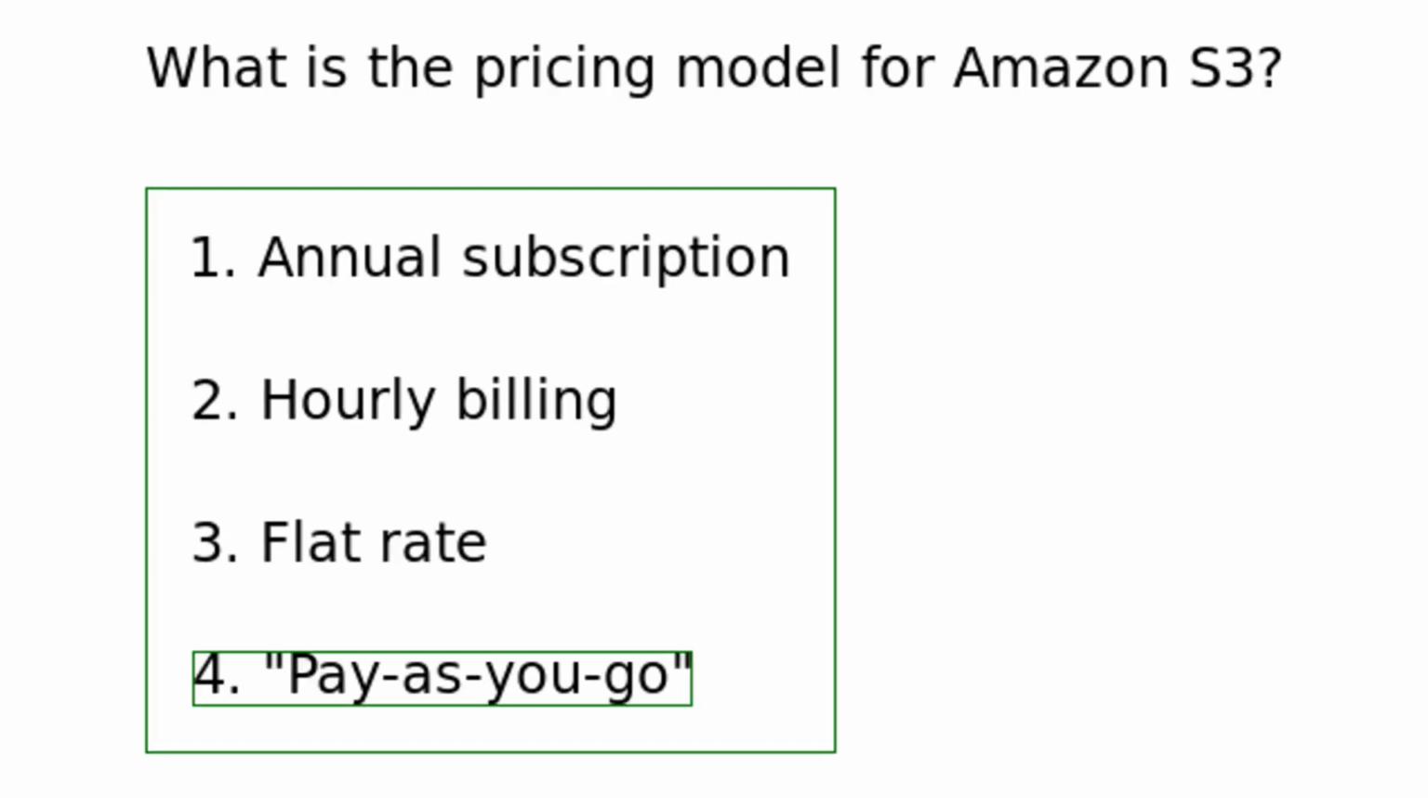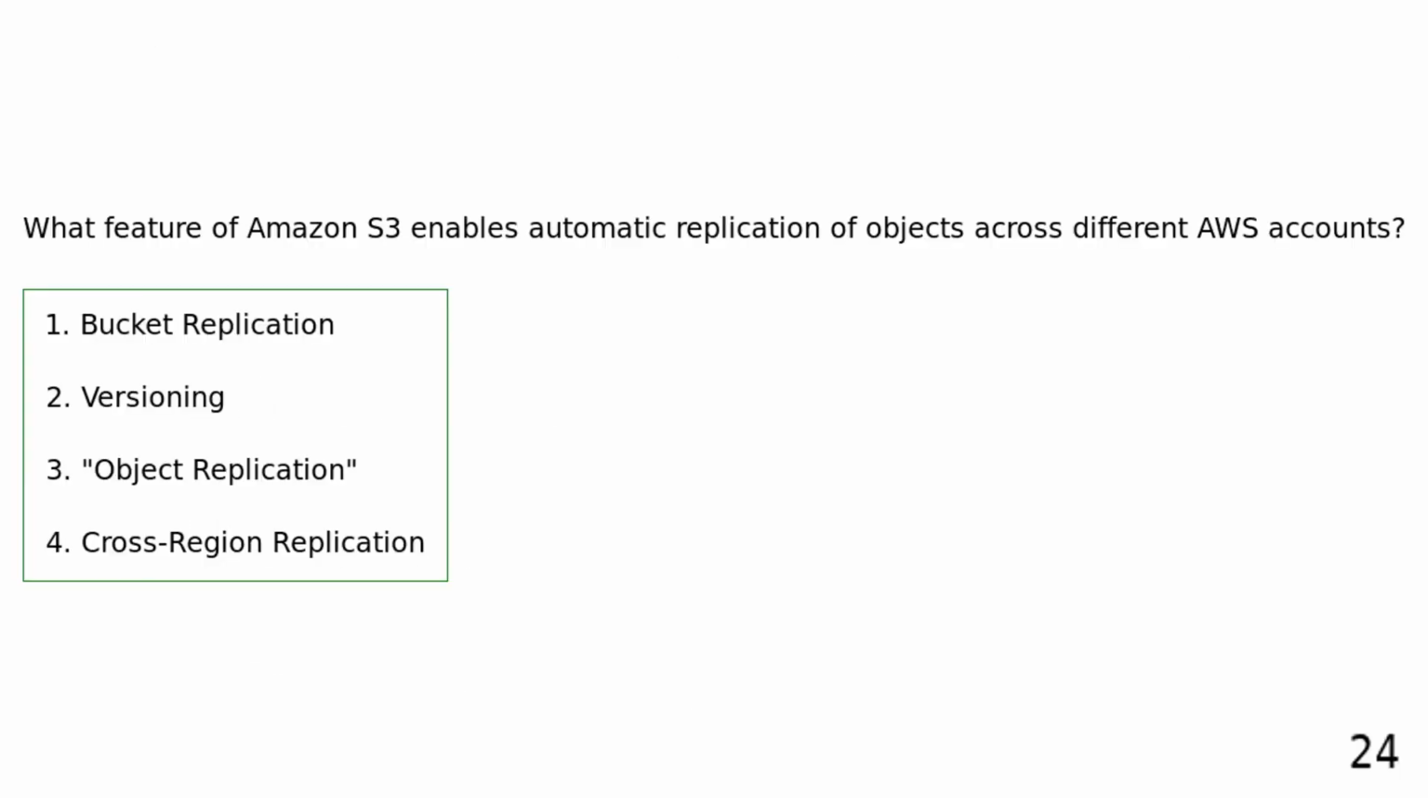Amazon S3 follows a pay-as-you-go pricing model, where customers pay for the storage and data transfer they use without upfront costs or long-term commitments. What feature of Amazon S3 enables automatic replication of objects across different AWS accounts?